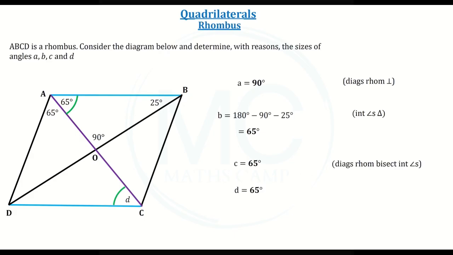We know that this is true because these are alternate angles. Remember that when working with angle relationships, we need to give a reason why. In this case, these are alternate angles because AB is parallel to CD, and we know that this is true because the opposite sides of a rhombus are parallel.